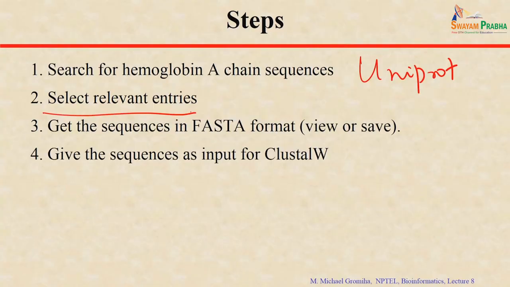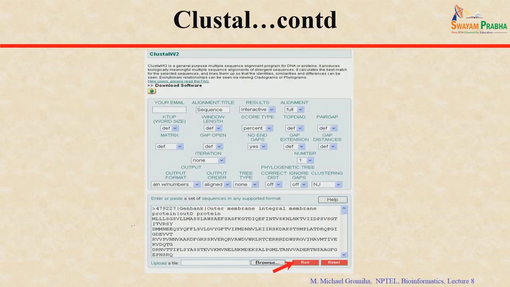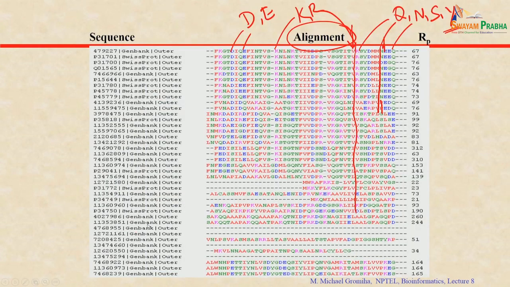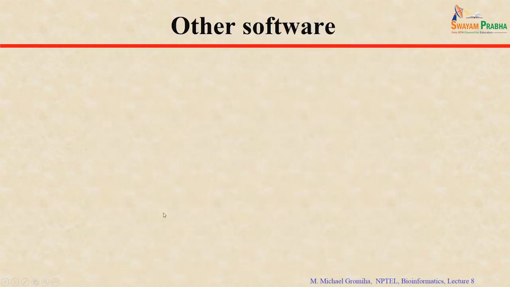If you select relevant entries, you can save them in FASTA format. I discussed in one of the previous classes how to obtain the data using the UniProt database. So, you can get the sequences in FASTA format and give these sequences to ClustalW. You can paste the sequences in this place and you will get the multiple sequence alignment. So, this is what we discussed about ClustalW.